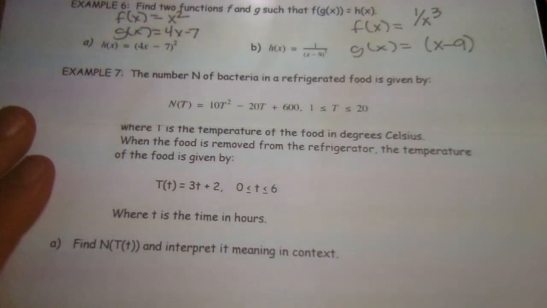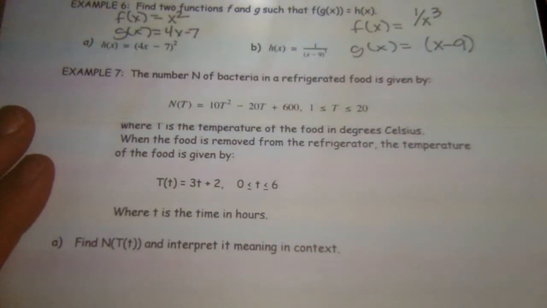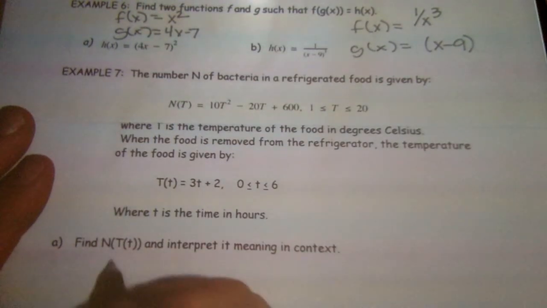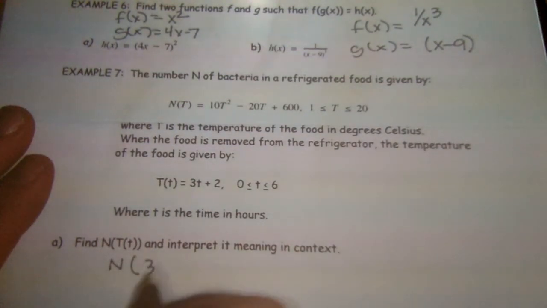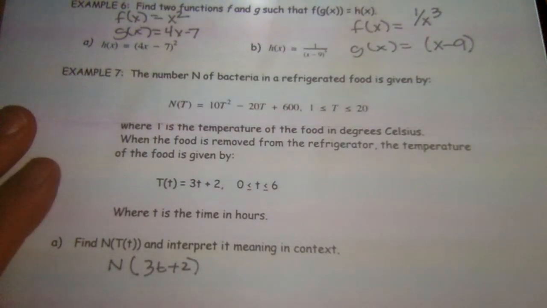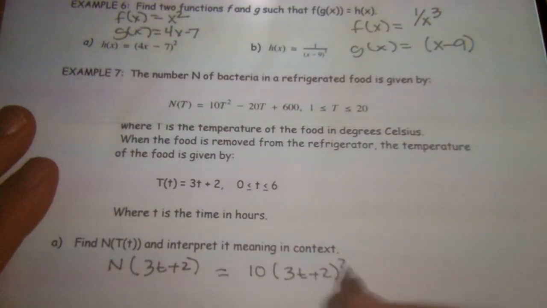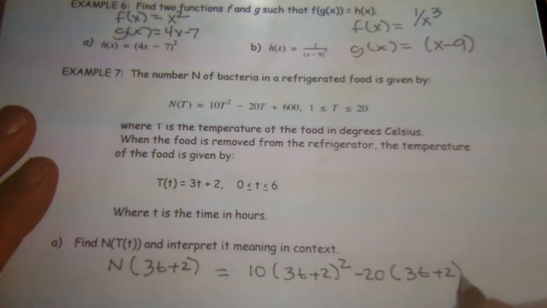So what do you have to do here? Plug in 3t plus 2 into, so that's going to be 10, 3t plus 2 squared, minus 20, 3t plus 2, plus 600.